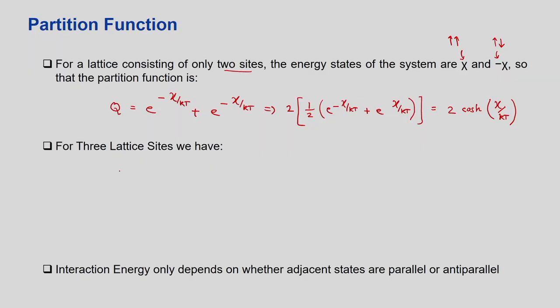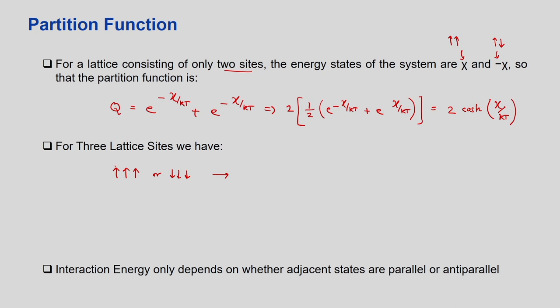So now let us extend to a three-site model. What will happen? For three sites, many things are possible. Three sites means there will be three arrows. So first, let's say I have three arrows up or down. It's the same thing. Whether it is up or down, all three arrows possess the same direction. So now you see what will be the interaction energy for this.